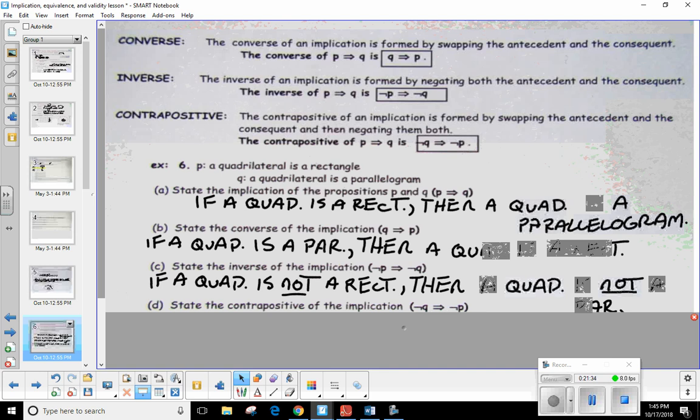And then our last statement here, the contrapositive. Now remember, this one does both. It'll not only switch the antecedent and the consequent, but it'll negate them. John, can you help me out with this one? So I want not Q implies not P.